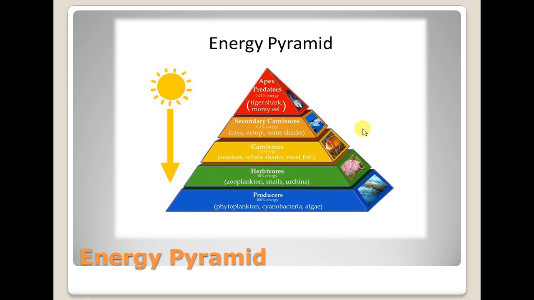This is related to aquatic animals, so you can see mostly the names of fishes: sea stars, whale sharks, most of the fishes. Next are the secondary carnivores. We have rays, octopi, that is octopus, and the last are apex predators. These are tiger sharks and eel. If you look over here, it is 100% energy, then here 10%, then here 1%, then here 0.1% energy, and at the end it is only 0.01% energy. So the apex consumers or the top consumers get the least amount of energy.